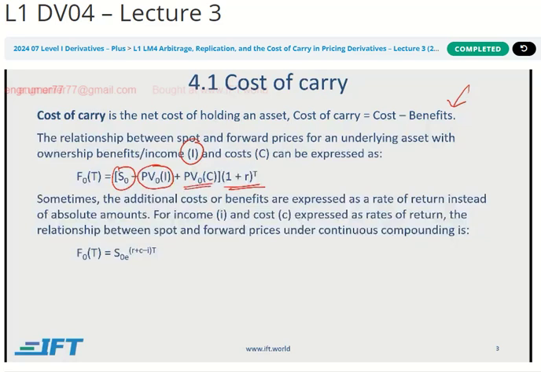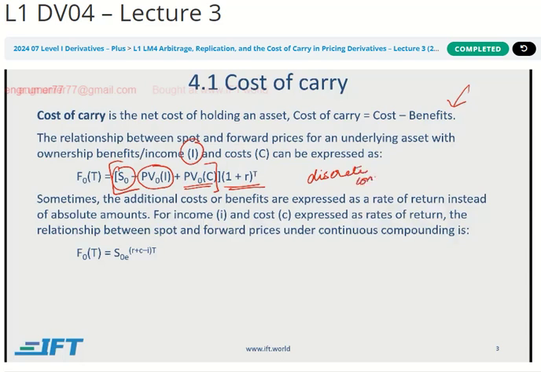And if there is any cost of holding the asset, we add the present value of the cost. So after making these adjustments, that is subtracting the present value of the income and adding the present value of the cost, we multiply this whole thing by 1 plus r to the power t to calculate the future price. And this is the case in discrete compounding.